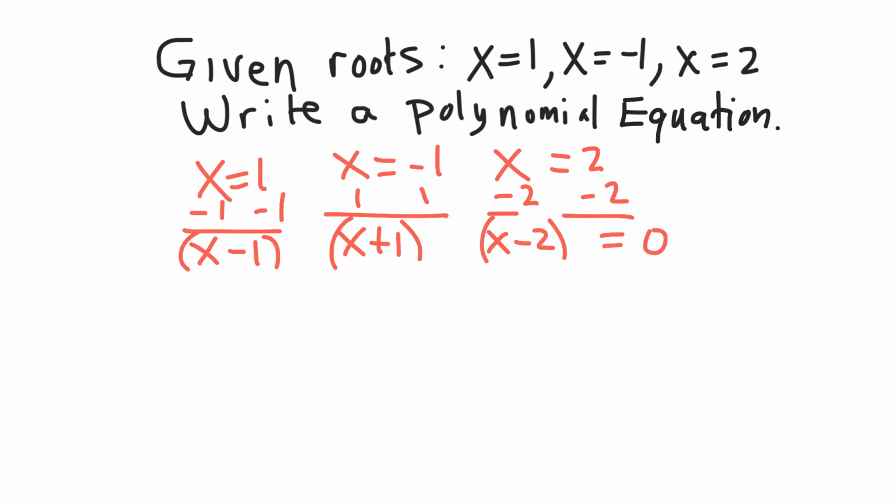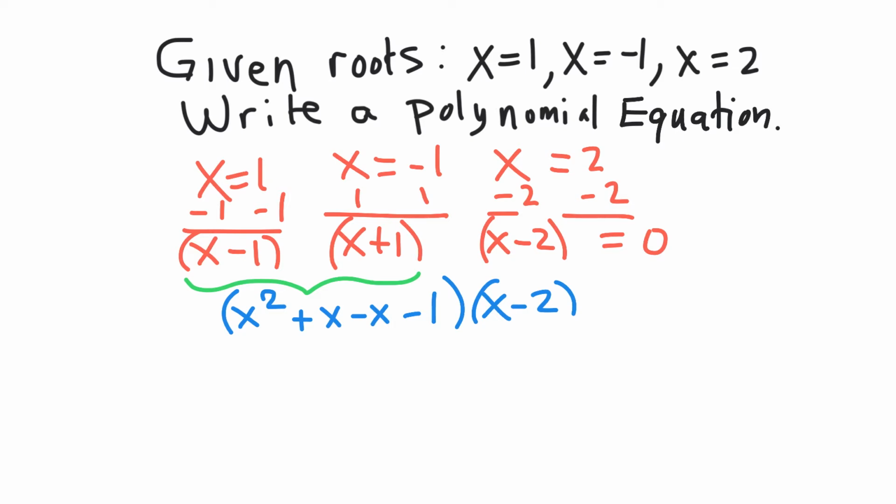And so what we're going to do is multiply these two together first, and then take that answer and multiply that with the x minus 2. So x minus 1 times x plus 1 is going to be x squared, and then minus, if we do FOIL, the outer would be plus x, and the inner would be minus x. And of course, those will cancel out, and minus 1 times plus 1 is a minus 1. And we have all of this times the x minus 2.